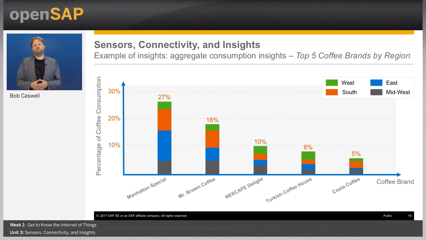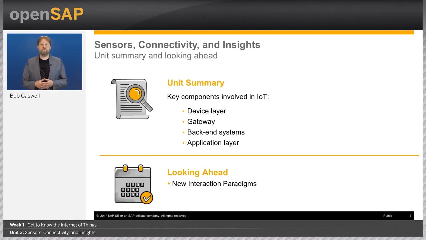And so with that, we've completed our discussion of the key components involved in the Internet of Things. And just by way of recap, this includes the device layer, gateway, backend systems, and the application layer.